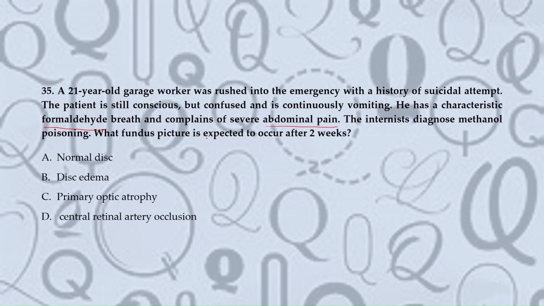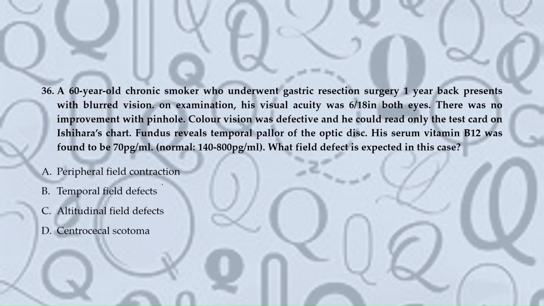Actually, if you catch the patient then and there and see the fundus, you might see disc edema, and the disc may be normal also, but they are specifically telling after 2 weeks. So the rate at which the optic disc goes into atrophy is very fast here because there is severe acidosis, and the formaldehyde is injurious to the papillomacular bundle and the ganglion cells. So after 2 weeks, if you see, you will get primary optic atrophy.